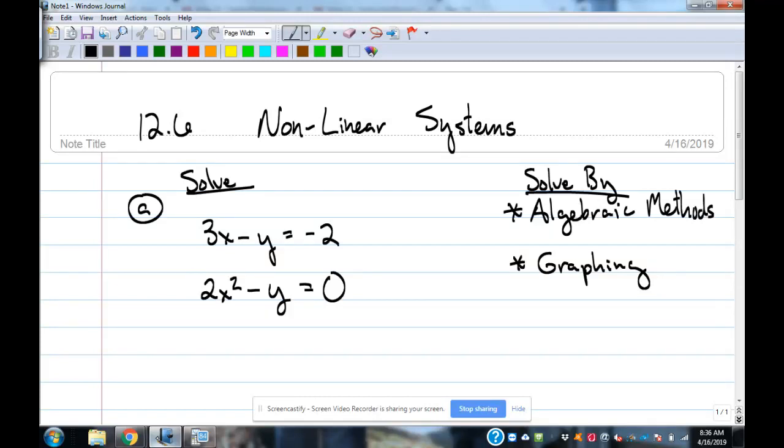Different ways we're going to solve nonlinear systems are algebraic methods, that would be elimination, substitution, that style of solving systems. And then we're going to talk about using graphing those results and also sometimes to find those. There are limitations to graphing because you can't give exact answers sometimes.